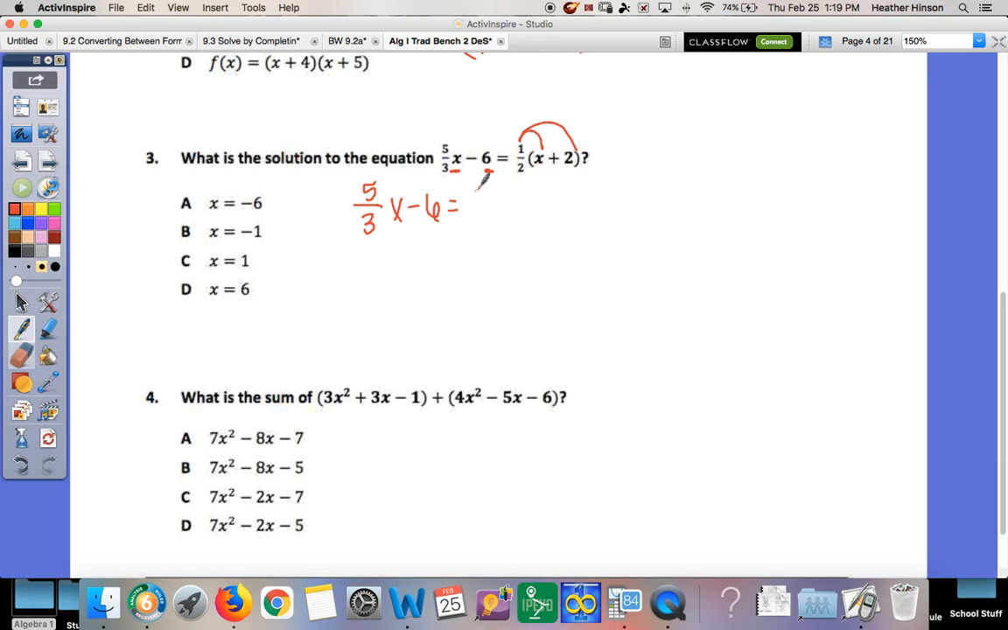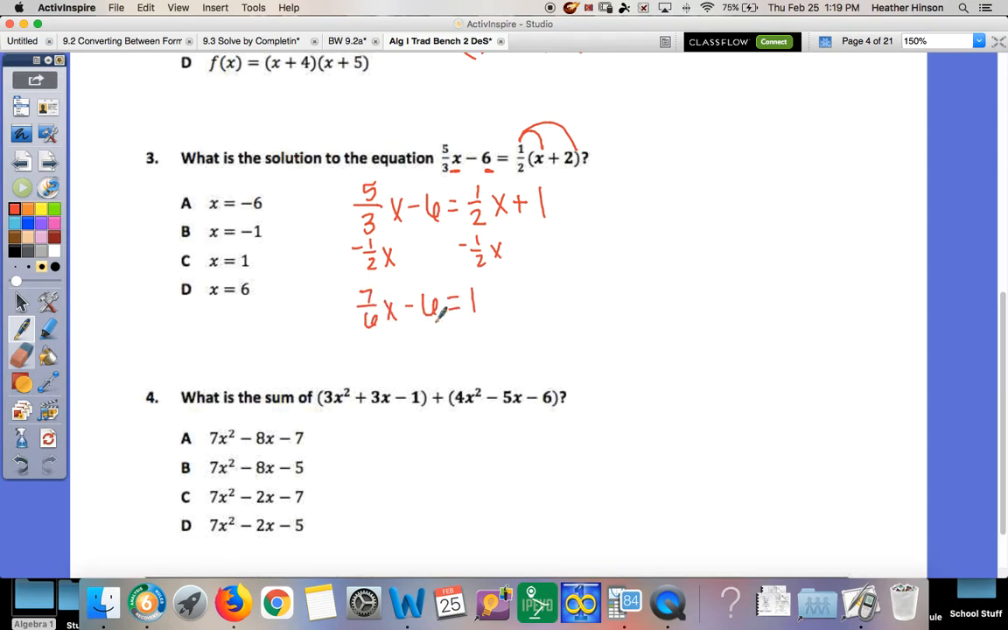So 1/2 times x is 1/2 x. 1/2 times 2 is 1. And then you have your option. You can move your x's together and move your numbers together. So we could subtract our 1/2 x over. 5 over 3 minus 1 over 2. You can do that in your calculator, and it's 7 over 6.